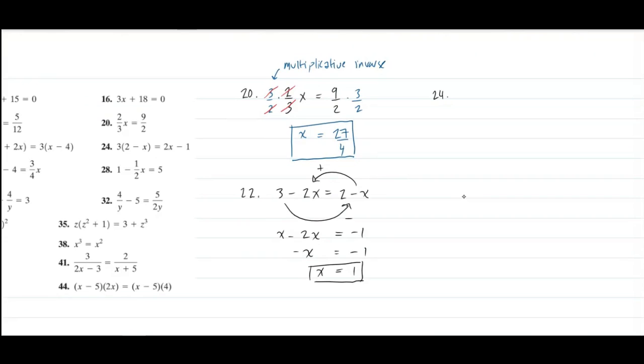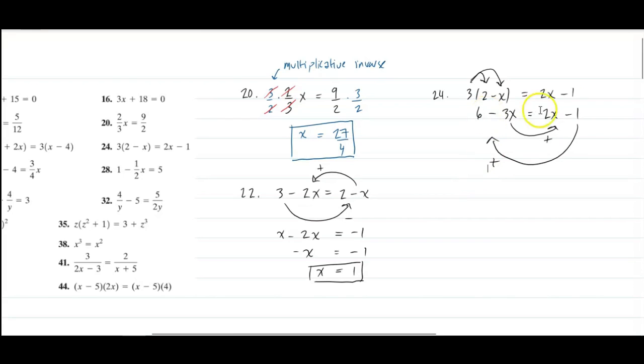Number 24, basically it's practicing to see if you know how to run with the distributive property. All right, so 3 times 2 minus x is equal to 2x minus 1. Step number 1, basically multiply the 3 into both of those. So you end up with 3 times 2, which is 6, and 3 times x, which is 3x. And on this side, you have 2x minus 1. Now you go ahead and you bring the negative 3x over to the right side and it becomes a positive, and then the negative 1 to the left side and it becomes a positive.